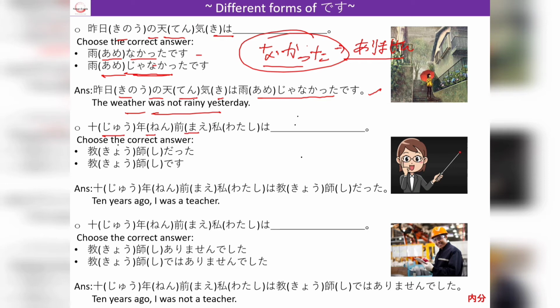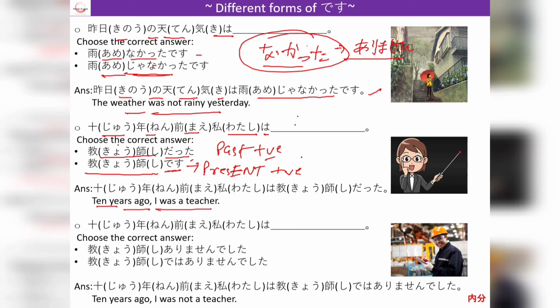10年前、私は教師です or 教師だった。This is for present positive and datta for past positive. And our translation is 10 years ago I was a teacher. So here you can see we are talking about 10 years ago, which is a past. So our correct answer will be kyoshi datta. Kyoshi is teacher.